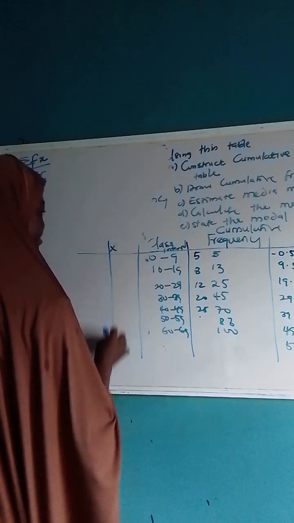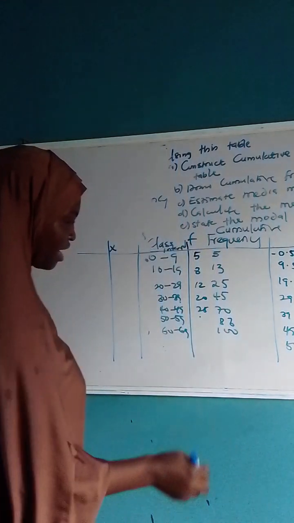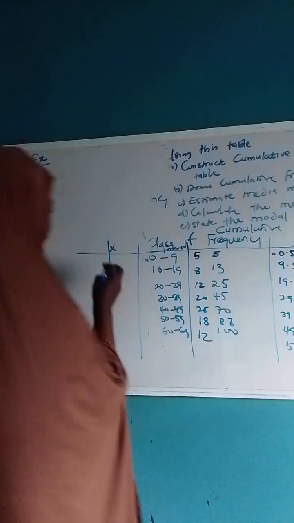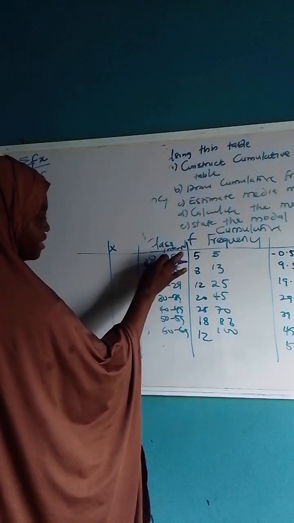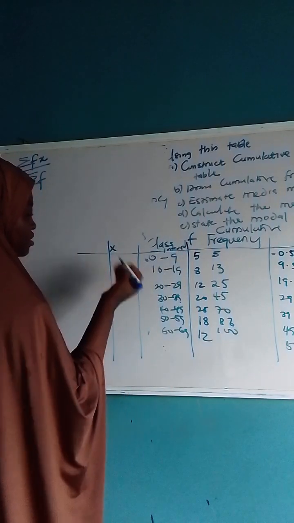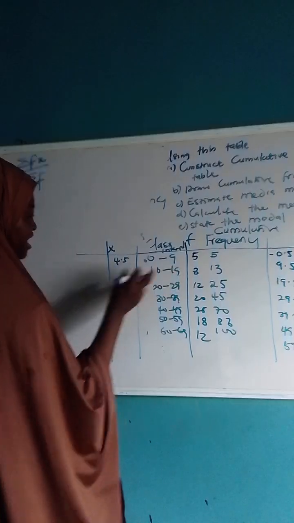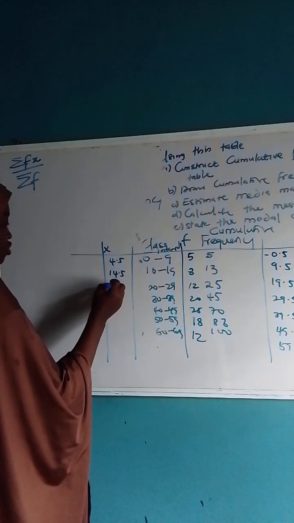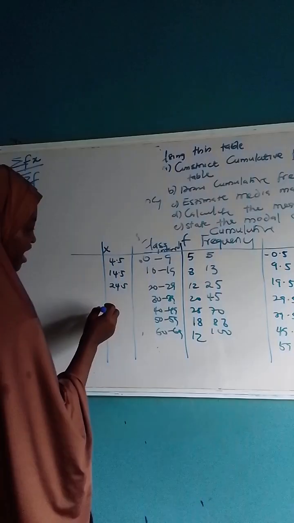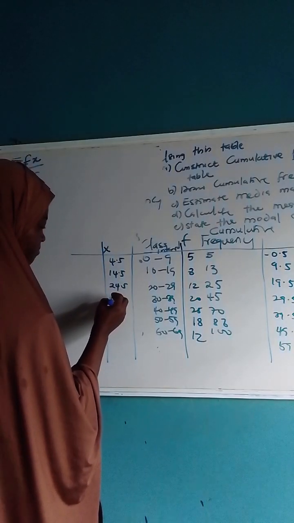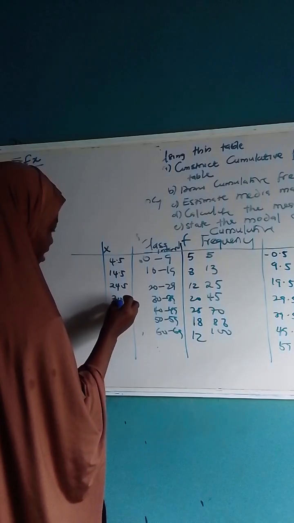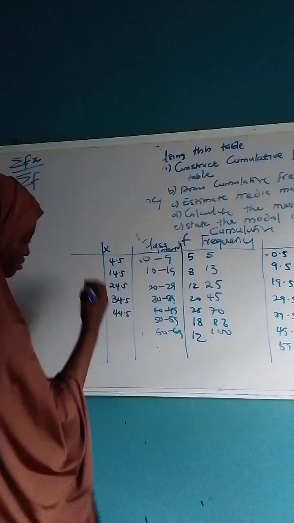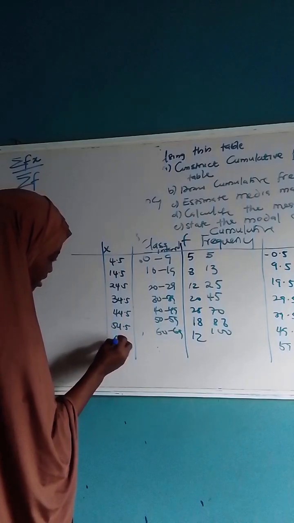Before we can get our summation fx, we need to get our x. This is our f. I did not forget our f. Now we get our x by finding the average of the class limits. 0 and 9 together is 9, divided by 2 is 4.5. 29 divided by 2 gives me 14.5. 49 divided by 2 gives me 24.5. 69 divided by 2 gives me 34.5. 89 gives me 44.5. And if you see, the difference is 10: 54.5 and 64.5.